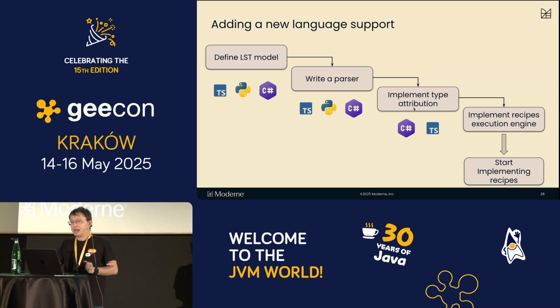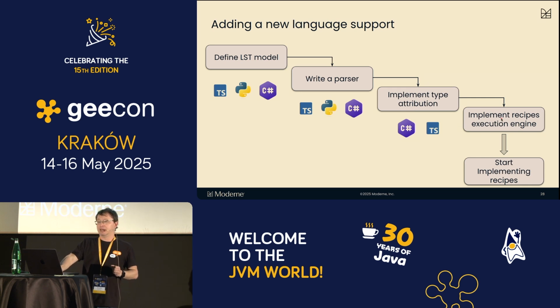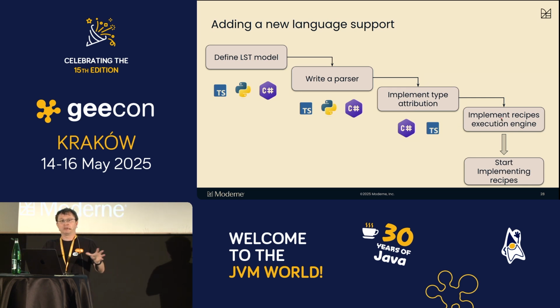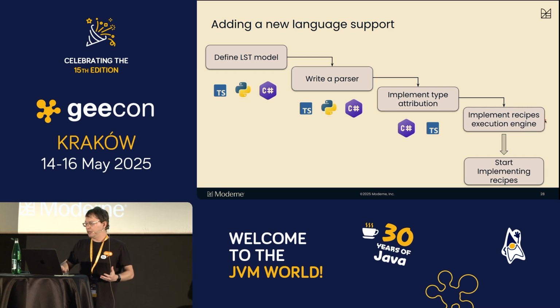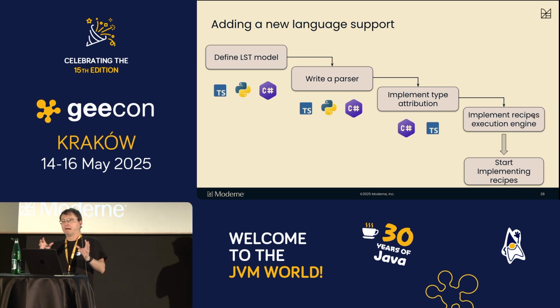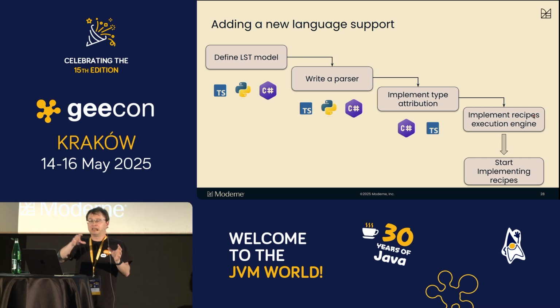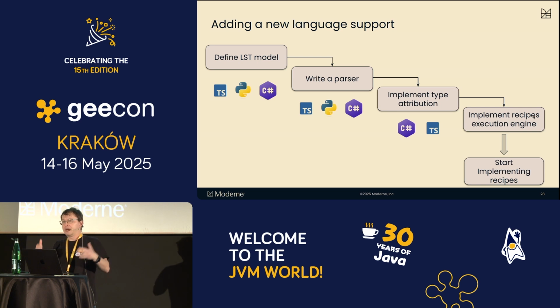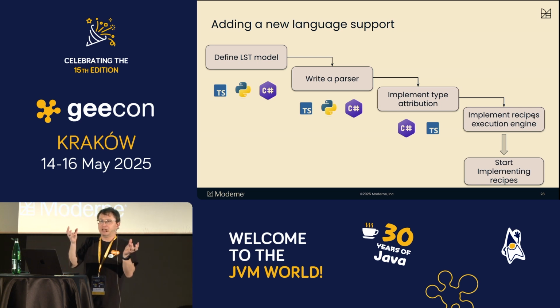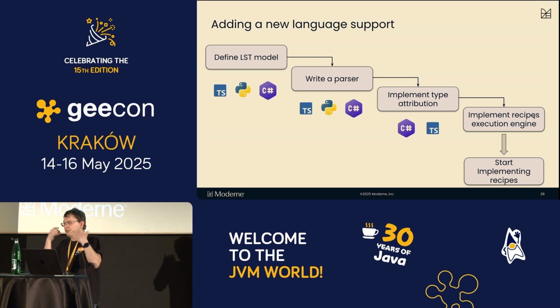And this is the current stage of how we provide support for new languages. Then we should implement the recipe execution engine. It includes a lot of utils that you can use when modifying LST elements, because in a raw way it is very inconvenient to do so.